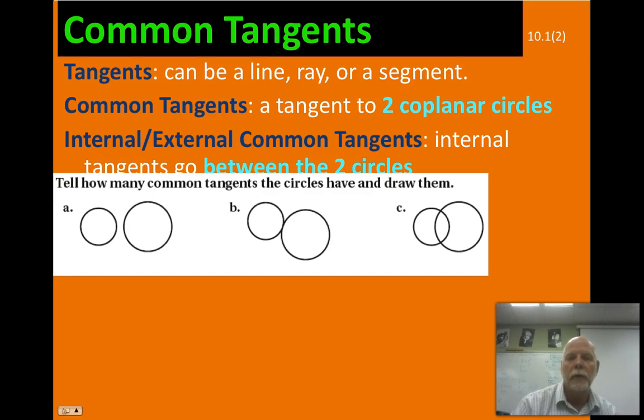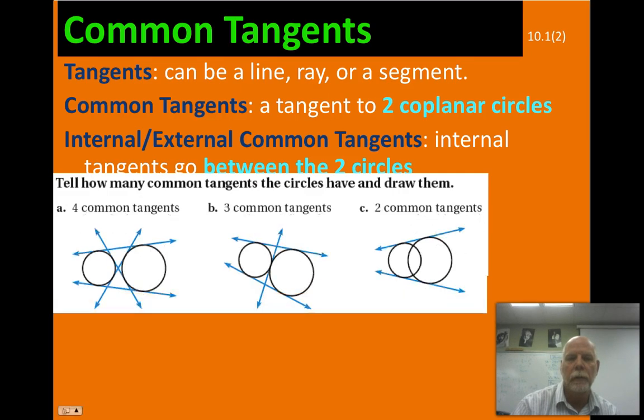So as we look at those diagrams, we're going to flip this a little bit. The A diagram there, if you look at the two black circles, there would be 4 common tangents, 2 internal common tangents and 2 external common tangents. So we can draw kind of an X in the middle of the circles and just barely touch each circle at one point. And then we can draw the line on top and the line on the bottom. So there's 4 common tangents there.